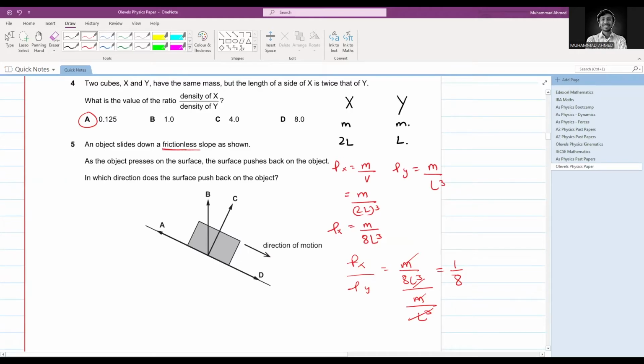An object slides down on a frictionless slope. What does the keyword frictionless mean? That means no friction. As the object presses on the surface, the surface pushes back on the object. Perfect. So the object is pressing down on the surface. How will the object press down on the surface? Like this. If the surface pushes back, according to Newton's third law, which force will the object experience? See, simple as that.